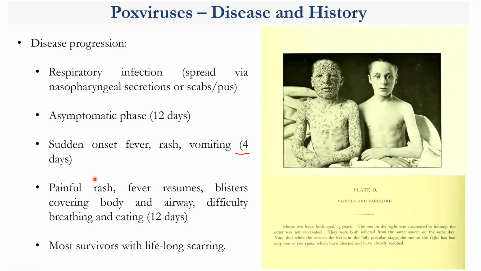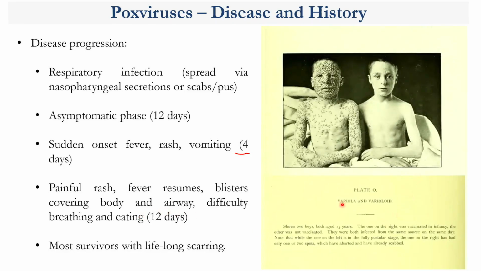And eventually, it develops into a painful rash. The fever will resume, and then the blisters will start covering the body and the airway as well. And as a result, you have difficulty in breathing and eating because the whole esophagus and the airways are basically full of these blisters. Okay, so it's very, very painful.